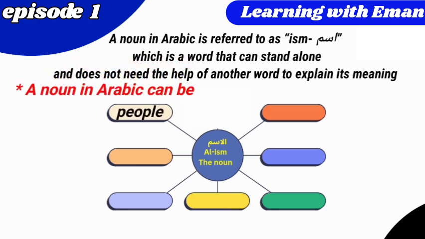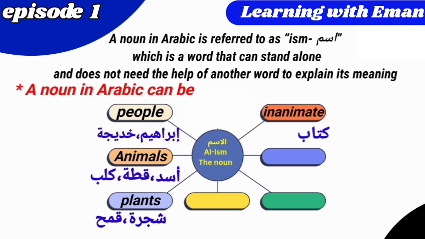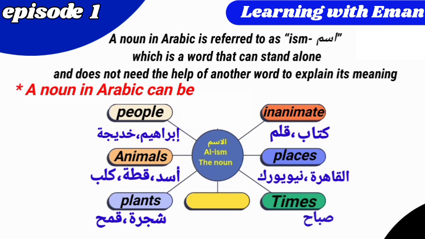It can be names of people, like Ibrahim, Khadija, names of animals, like Asad, which means lion, قطة, which means cat, كلب, which means dog, names of plants, like شجرة, which means tree, قمح, which means wheat, names of inanimate objects, like كتاب, which means book, قلم, which means pen, names of places, like القاهرة, which means Cairo, نيويورك, which means New York, names of times, like صباح, which means morning, مساء, which means evening, names of adjectives, like كبير, which means big, صغير, which means small, قوي, which means strong.